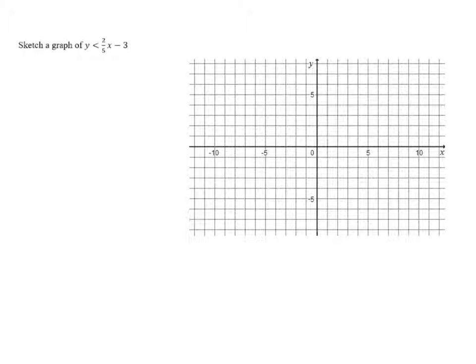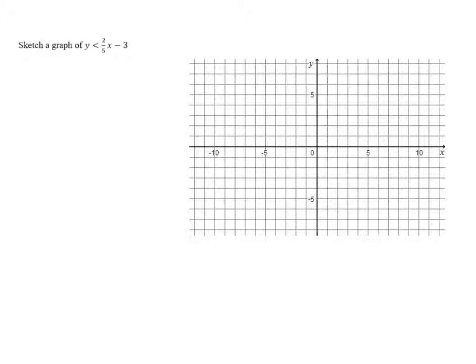Sketch a graph of y is less than 2/5 x minus 3. This is an inequality that has two variables, x and y. So solutions are going to have x and y values, which means that solutions are going to be points in the xy plane. So whenever we have an inequality in two variables, we're going to be sketching our graphs in the xy plane instead of just on the number line.